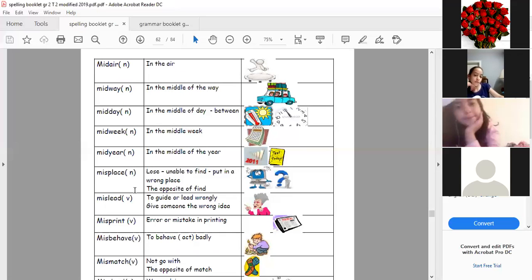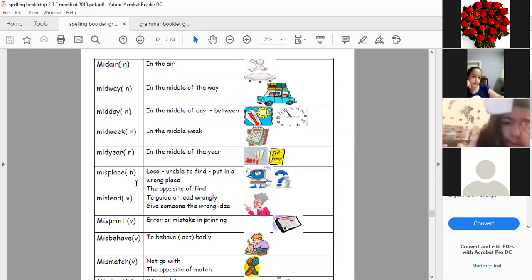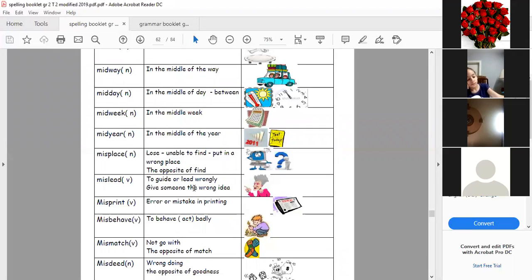Yeah. Rudaina, misplace. What do you mean by miss? Miss means what? Rudaina? Yes, teacher. Misplaced means what? Lose. Yeah, lose. The opposite of find. When I say, I misplaced my key, so what does it mean? I know the place of the key or I don't know. I don't know. Yeah, I put it in a place and I forget where. I don't know where is the place. I search for my key because I misplaced it.